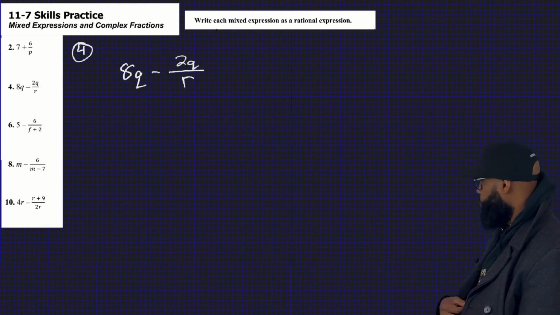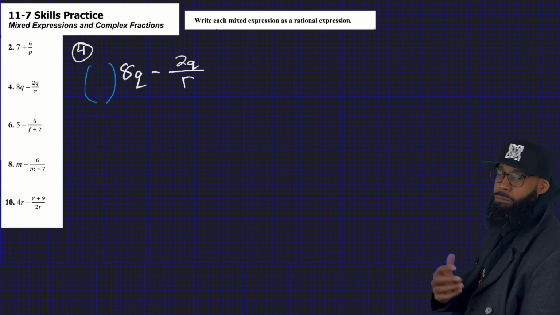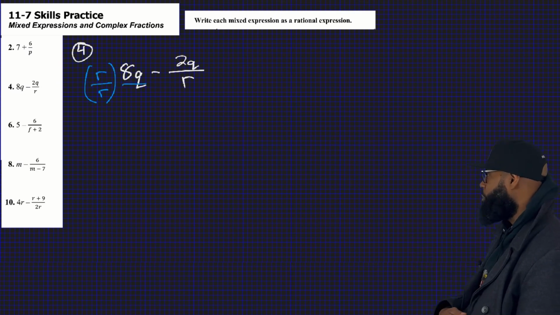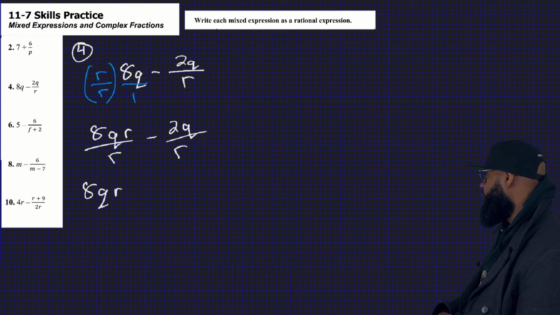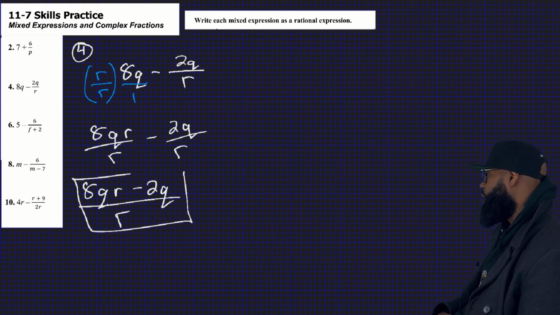It's the same thing we did in old school fractions. So we got to do it again, but easier because it's not a binomial, it's just r, a single variable. So multiply the top times r and the bottom times r, and the bottom is an invisible 1. So 8r cubed, or 8qr, alphabetical, divided by r, minus 2 cubed divided by r. So again, guys, since it's the same denominator, it's just going to be 8qr minus 2 cubed divided by r. And that's good to go.